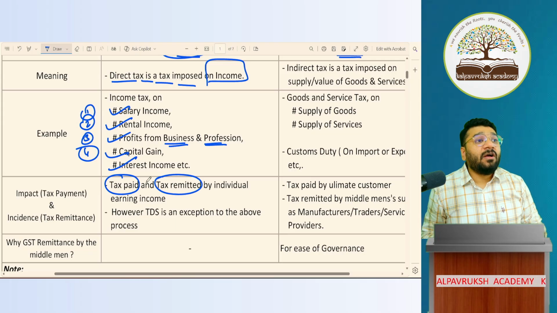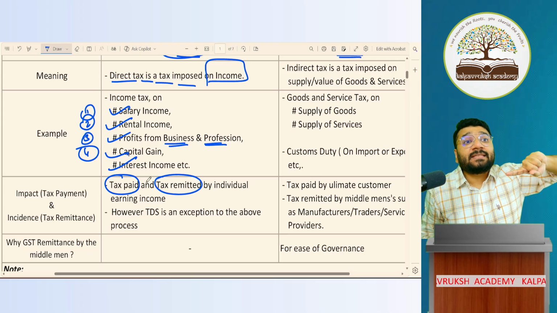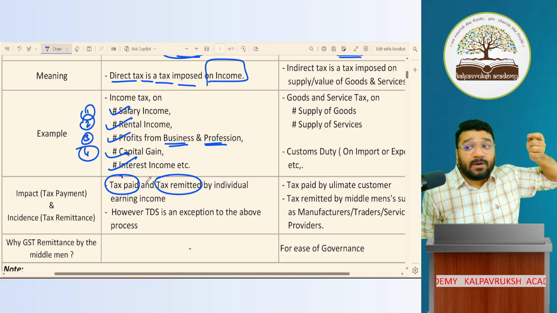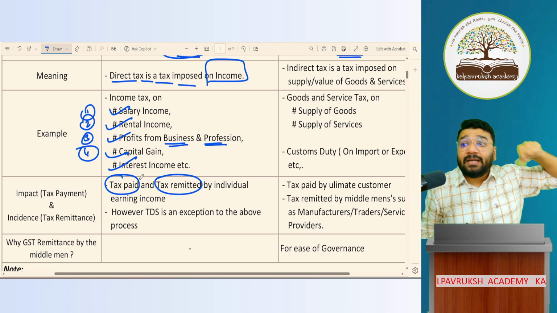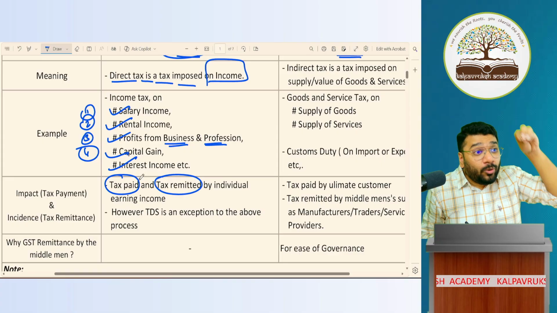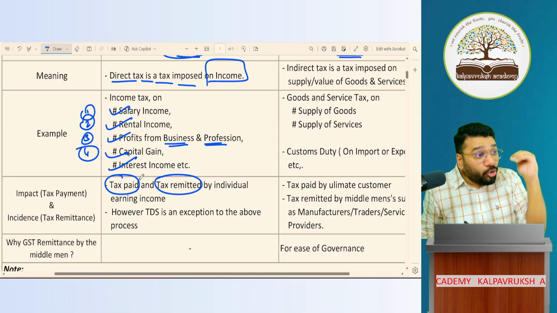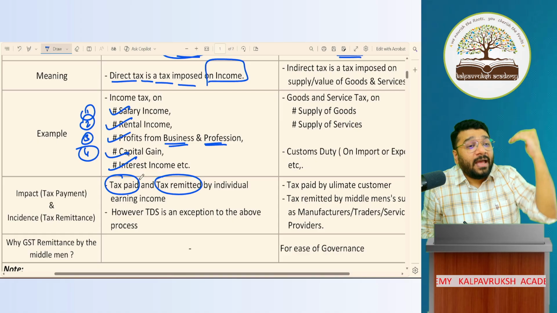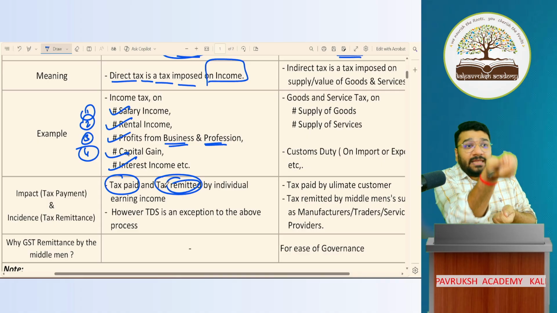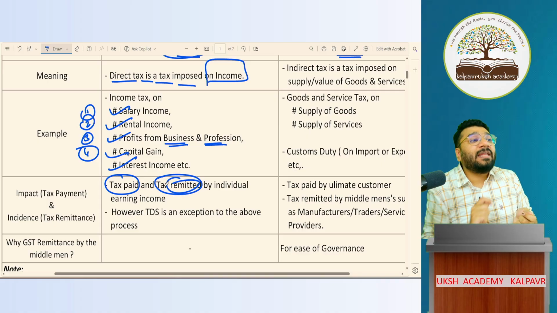Tax paid means from whose pocket the money is going out, from whose pocket the money is being spent. Who spends? Tax paid means from whose pocket the money is going. Understood? Tax remittance means who is the person responsible to hand over the tax to the government. Who should hand over that money to the government. So remitter means, to be very precise, who is giving the money, who is handing over the money.